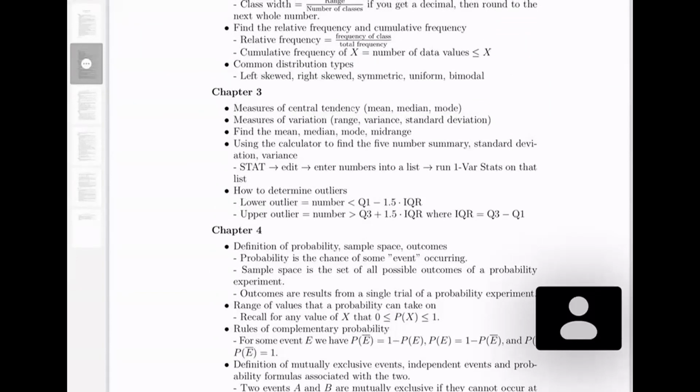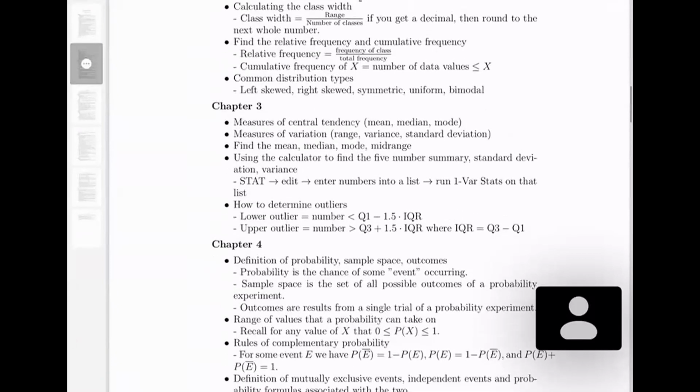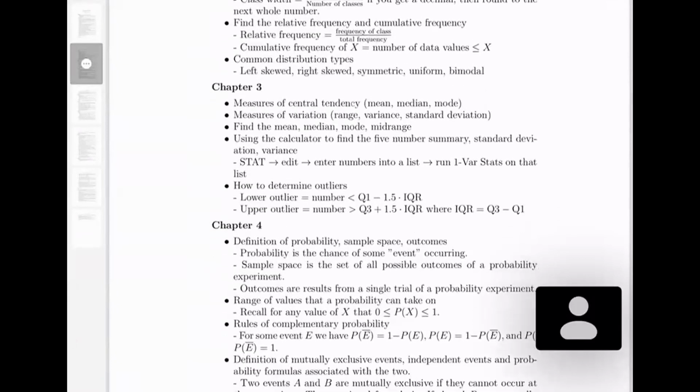Then the next section was the measures of variation. How do we measure the variability in our data set? We talked about the range, the max minus the min. The variance was the average sum of squares of the distances each data value was from the mean. And the standard deviation was just the square root of the variance. So make sure you know the relation between variance and standard deviation.